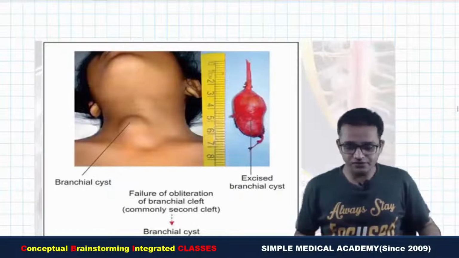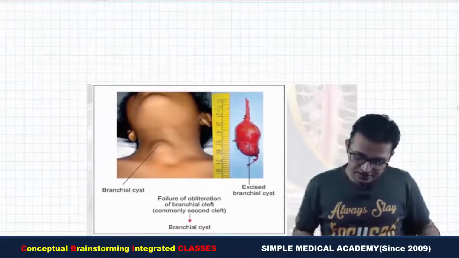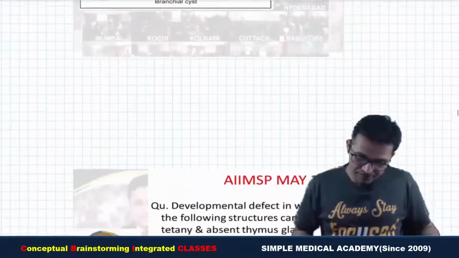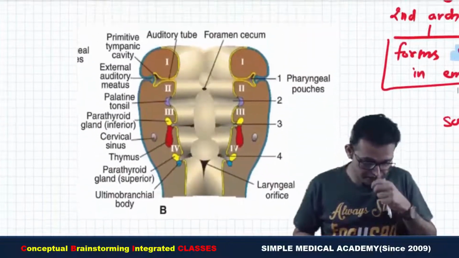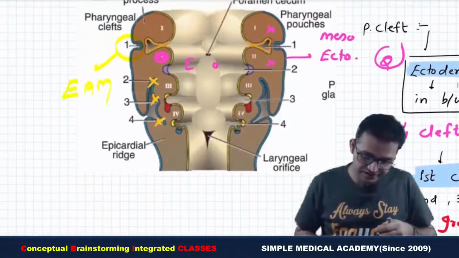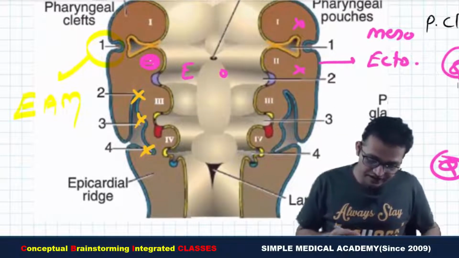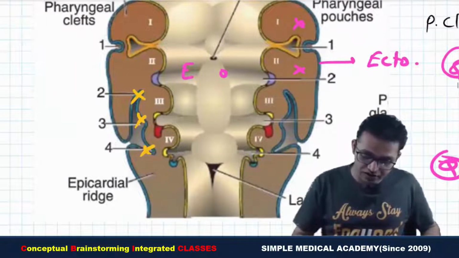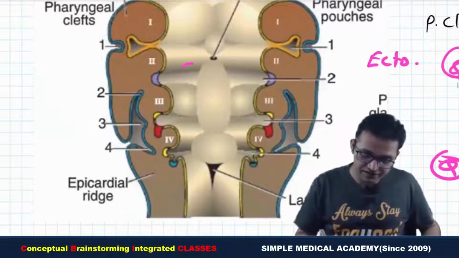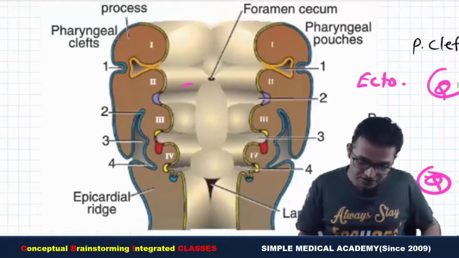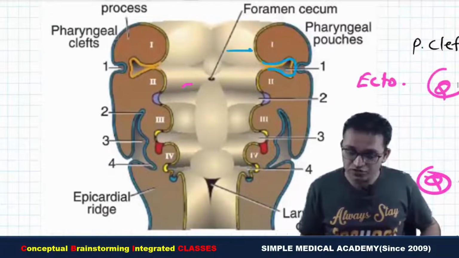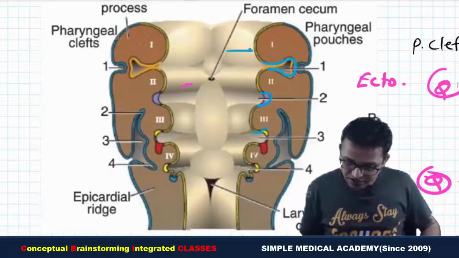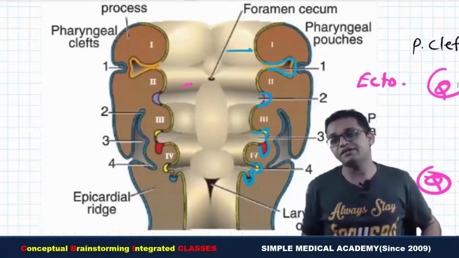Surgery may be needed. Okay, so now after this cleft part, we are going to talk about the pouch. Again come to the same diagram. Can you see the endodermal outbulging between the two clefts, the yellow color is representing the pouch. This yellow color is the endoderm. So this is the first pouch, here is the second pouch, this is the third pouch which is developing into the dorsal and the ventral part, and the fourth pouch is developing into the dorsal and ventral part.